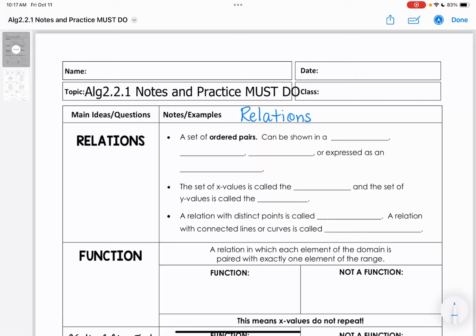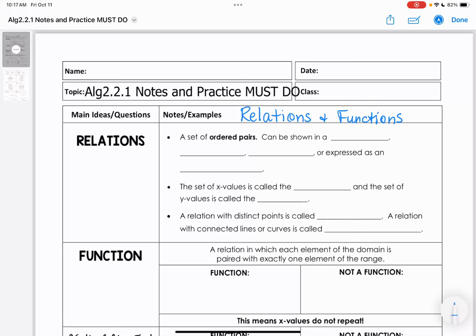Now we're going to be talking about relations and functions. You've had this in Algebra 1. So this is kind of a review over what you had.